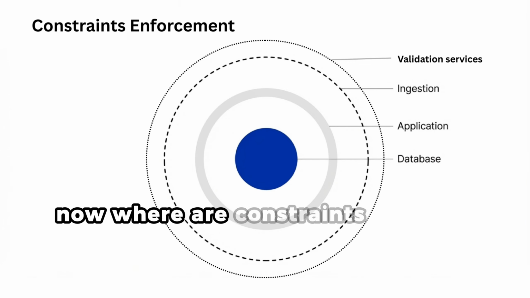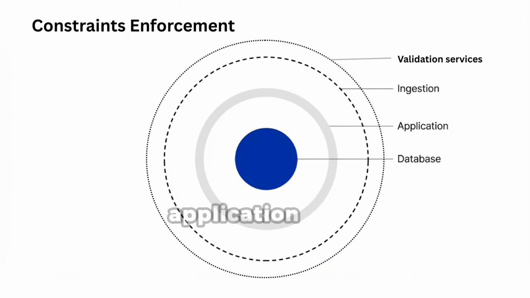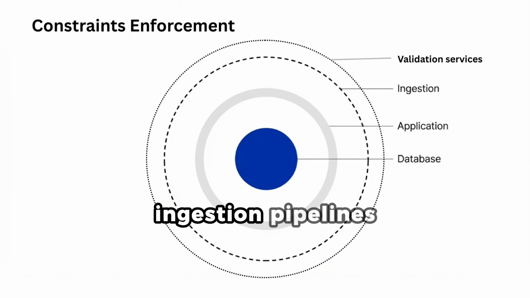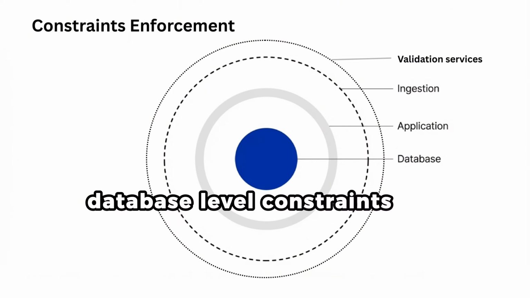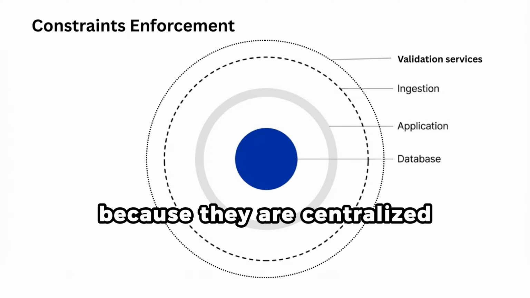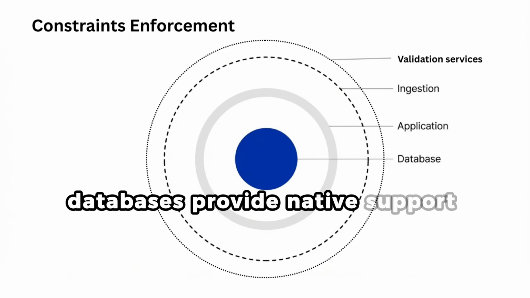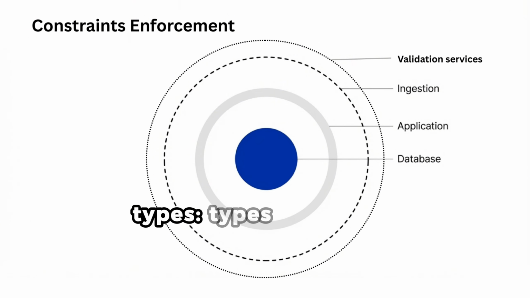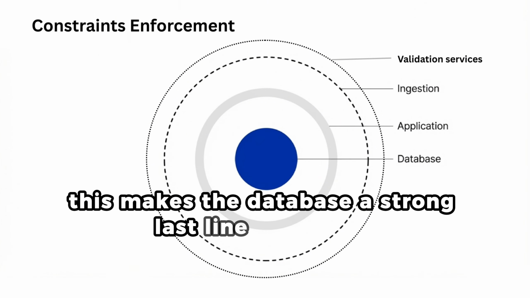Now, where are constraints enforced? Constraints can live in multiple layers. The most common places are the database schema, application code, ingestion pipelines, and validation services or gateways. Database-level constraints are powerful because they are centralized and enforced by the storage engine. Relational databases provide native support for many constraint types: nullability, primary/foreign keys, unique constraints, and check constraints. This makes the database a strong last line of defense.